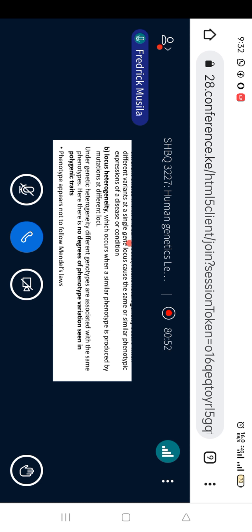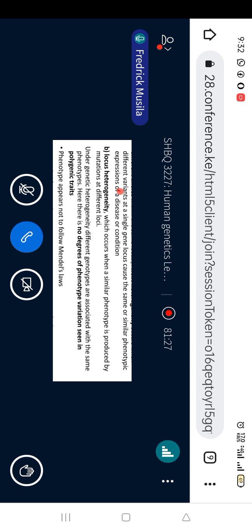same locus. Within the same locus, you can have a dominant gene on one chromosome, and on the other side, you have the recessive. So the genes are different, different alleles, the dominant and the recessive. But each one will still determine the same phenotype. That is allelic heterogeneity, which occurs when a similar phenotype is produced by different alleles within the same locus.